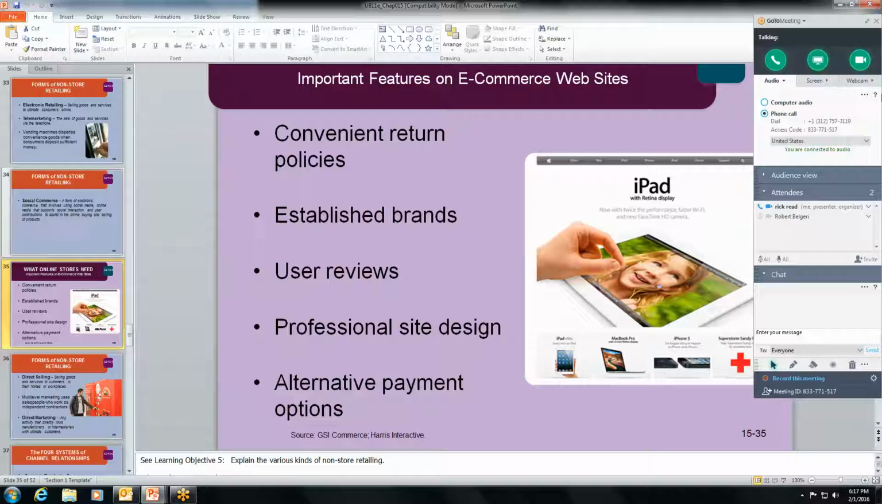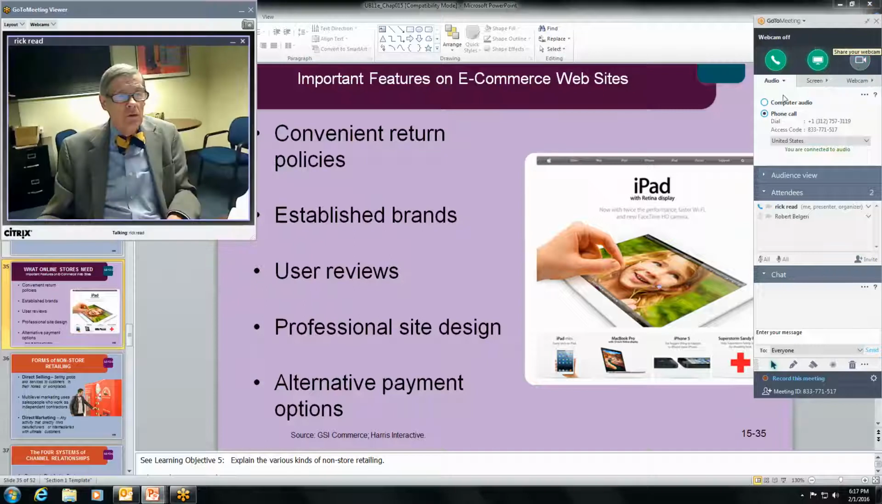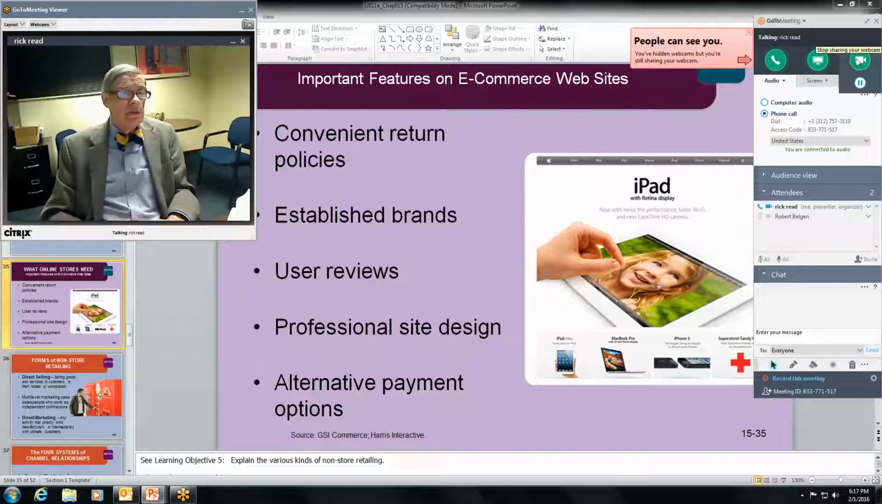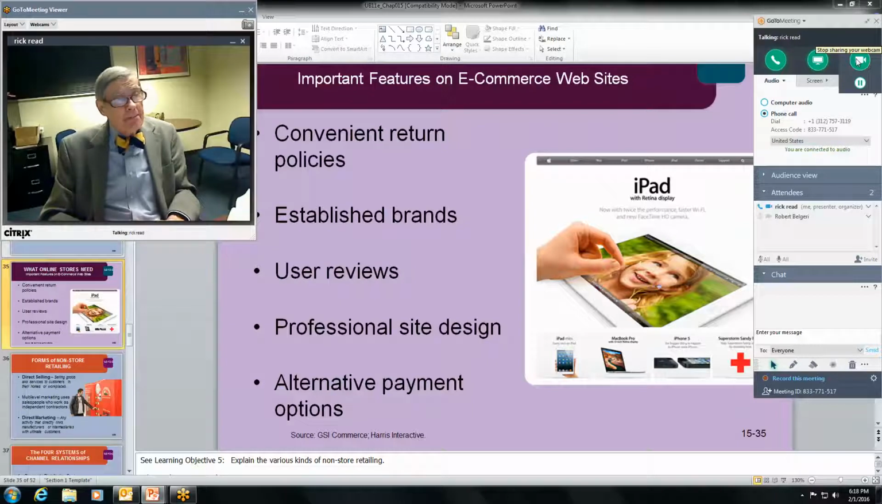These are important features for online e-commerce websites, what they need. And I don't think there's anything here that's really something that's out of the ordinary. But established brands, user reviews, a good site to look at, professionally designed, as it says here, and different ways to pay.